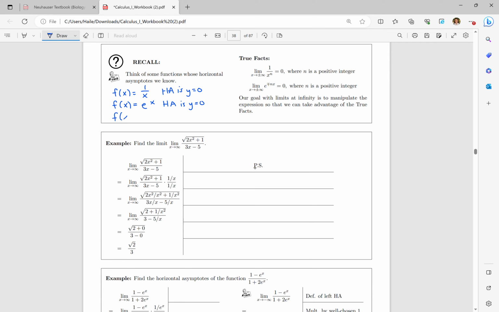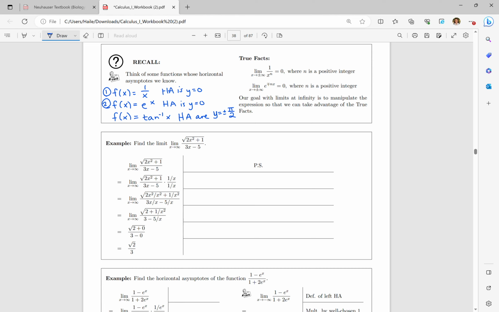And then a third one that's very common is inverse tangent. So we talked about that either in the last lesson or the lesson before that. So the horizontal asymptotes here are y is equal to plus or minus pi over 2. But the most important are these first two because that's how we're going to solve most of our limits at infinity. Okay, so to do limits at infinity, we need a couple of true facts.